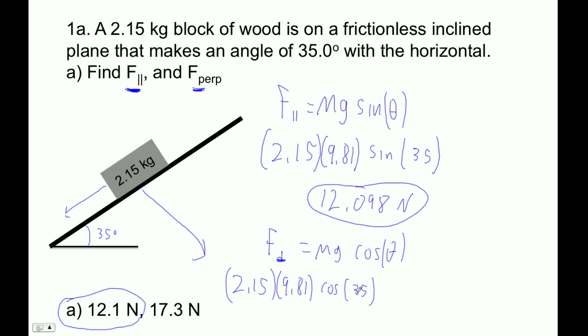So now let's do that. Let's go second entry, and all I have to do is change sine to cos. And let's store that in, I'm storing these in my calculator, I'm so lazy. 17.277. Right, so 17.3 newtons, there we go.